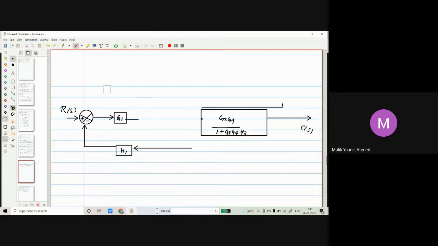Okay. Now this complete loop, two are in cascade, so they will be multiplied, and G2 is a transfer function with a feedback loop. So that together loop I'll be putting here. I have to make a big block. Okay, let it be like this. Okay, just a second.